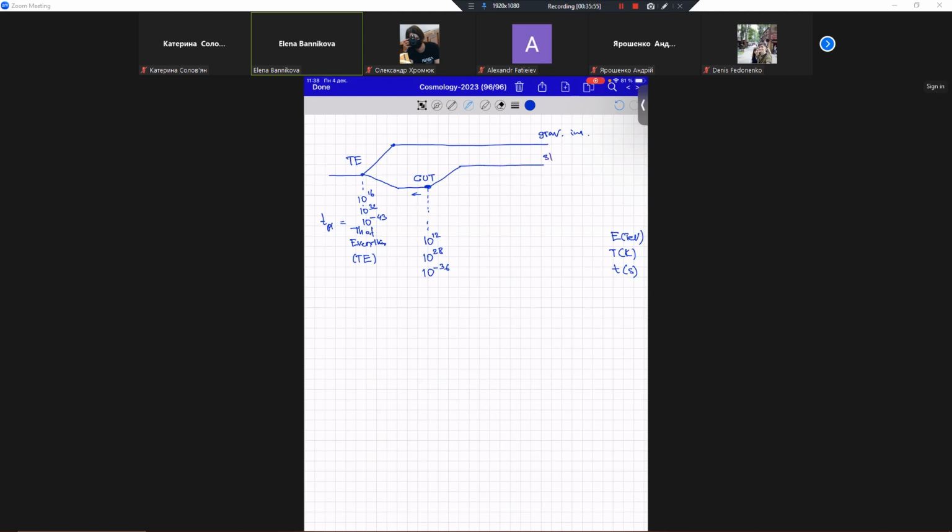The strong interaction became free, but still we have the weak and electromagnetic interactions together. And again, for some moment, here we can write electroweak. This energy corresponded to 1 tera-electron volt, 10^16 temperature in Kelvin, and time 10^-12. So the weak interaction became free from the electromagnetic.